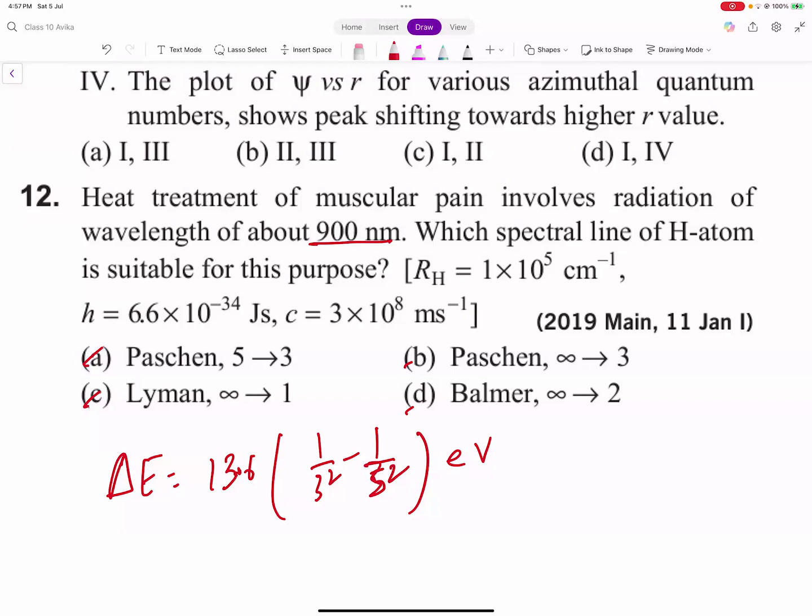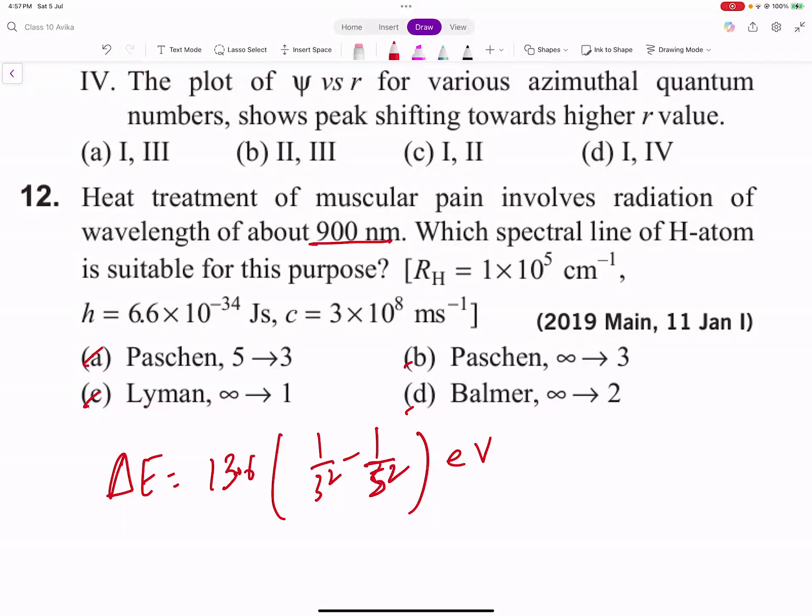And in B, how much we are getting? 13.6 divided by 9. So yeah, B is the closest. Simple, right? 1.38, so 1.5, right? So yeah, we can use B. We use 3 as n, right? Yes, in B. 1.511. Yeah, we can use this. This is the closest, right? So we'll use this. Got it?